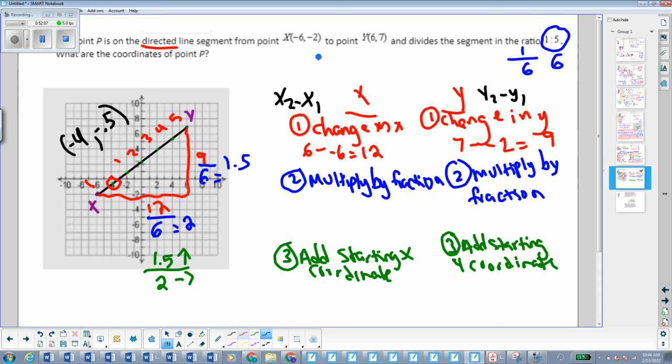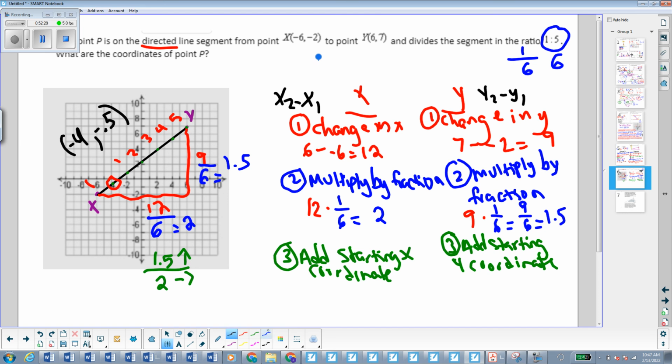So I'm going to take 12, our result before, and multiply it by 1/6, the fraction that we just came up with, and I get 2. And I'm also going to take for the y-coordinates the result that we got before, which is 9. And I'm going to multiply it by our fraction, 1/6. I get 9/6, which is 1.5.